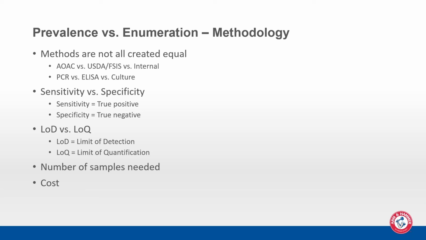but that can go to your true negative or false positive test. And each of those have pros and cons that we have to weigh when we're coming up, trying to determine what methodology we'd like to use when we come up with a system, when it's either prevalence or enumeration.